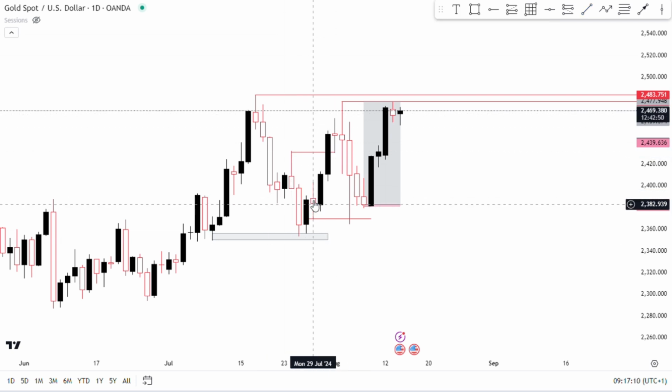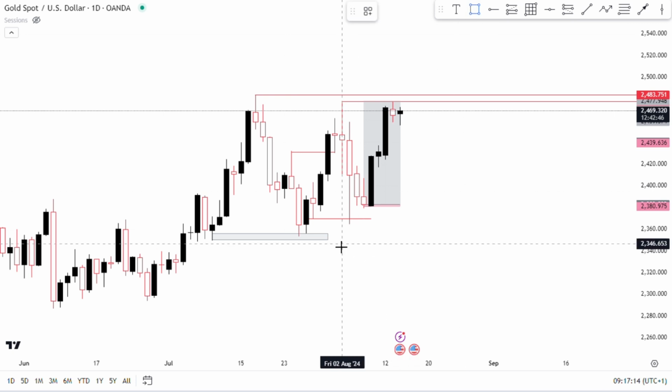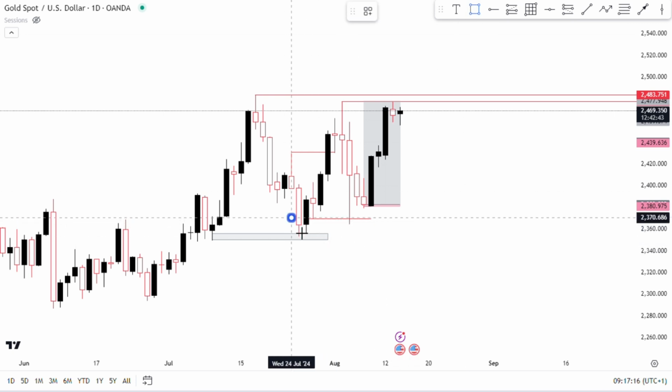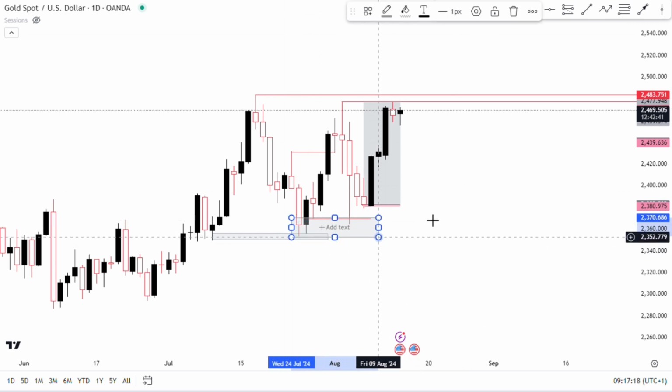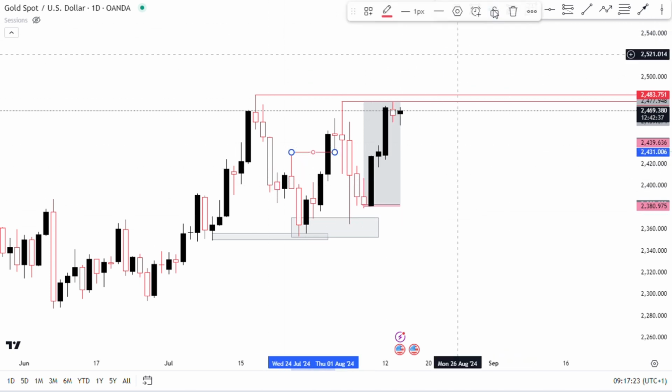So price is not going to respect this particular order block because it ended up breaking only one high. So price will respect the order block below it, and this is the order block below it right here. So let me delete this line, and then delete this line.